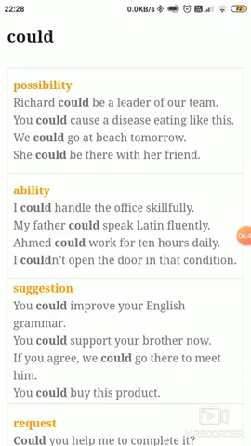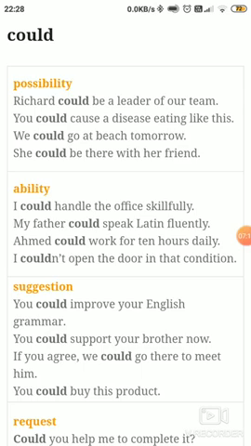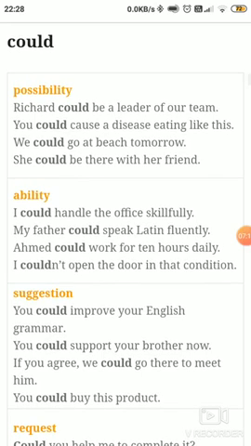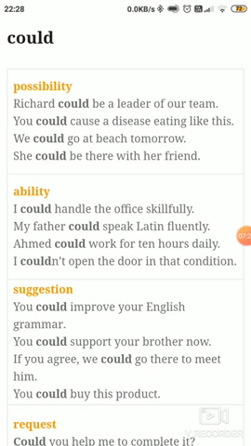Ability, how is could used to show the ability. I could handle the office skillfully. My father could speak Latin fluently. Ahmed could work for 10 hours daily. I couldn't open the door in that condition. Suggestion. You could improve your English grammar. You could support your brother now. If you agree, we could go there to meet him. You could buy this product.